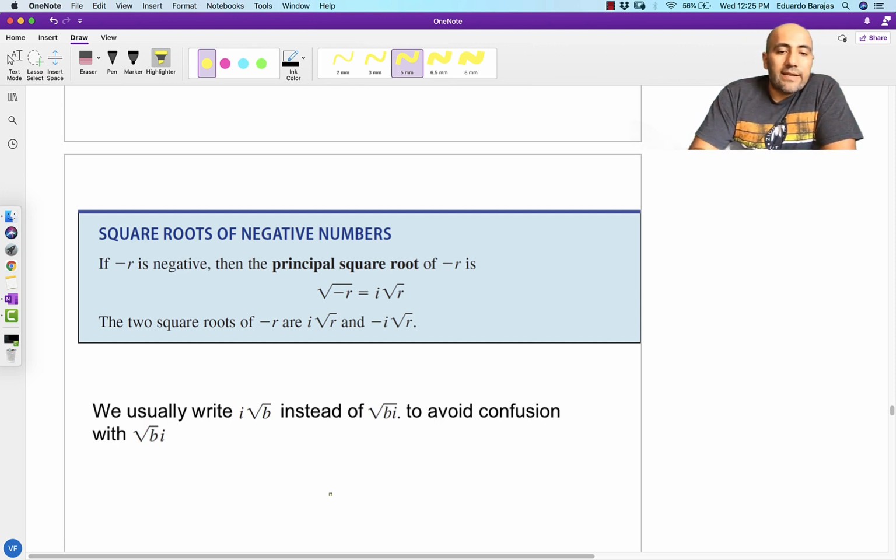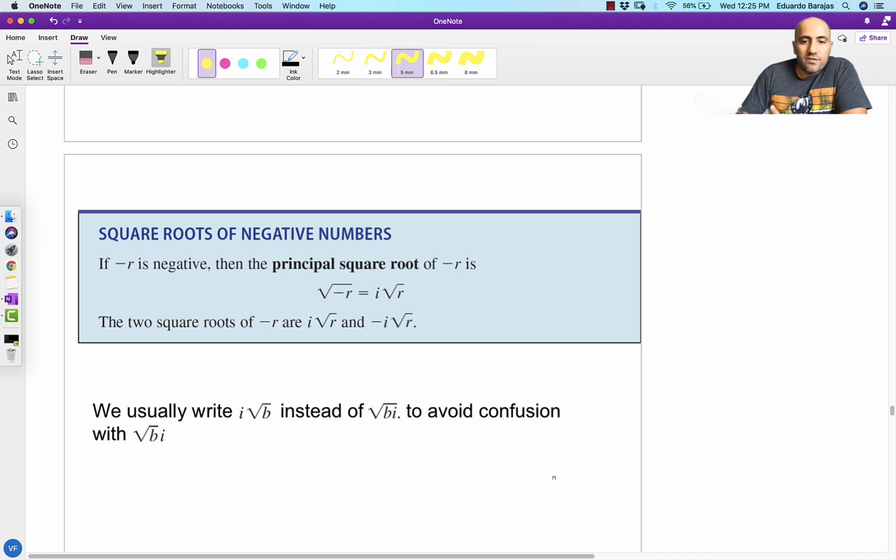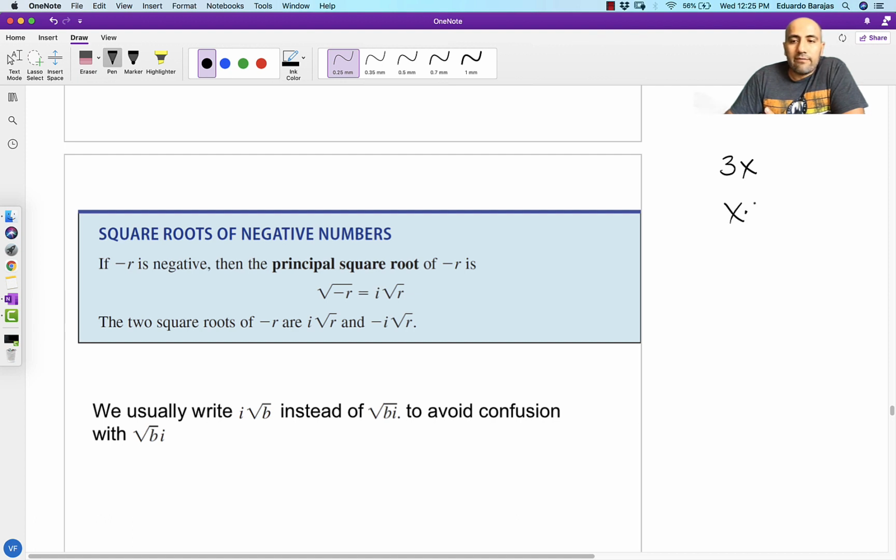So we usually write i root b instead of the square root of b i to avoid the confusion, right? In other words, usually we like to write the variable behind the number. So if we have 3x, we like to see it that way. It's technically allowed to have x3, same thing, they equal each other, but this just looks weird, right? We're used to seeing the number first and then the letter.